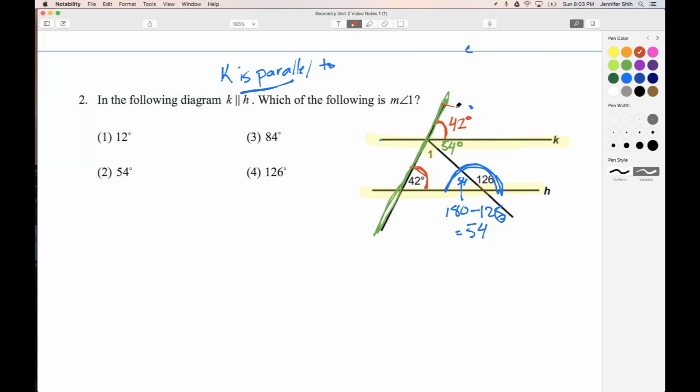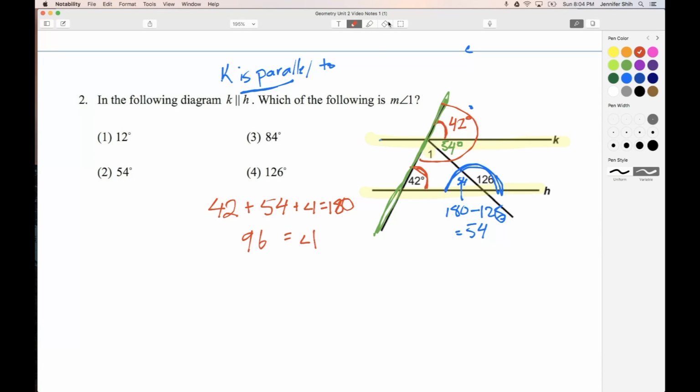So just like we have a triangle right here, and we can add up all three angles to 180 degrees, we also now have three angles plus angle 1 that add up to 180 degrees as well. So just like triangles add up to 180 degrees, this straight angle is the sum of all three of these angles. So if we add these all up, we have 42 plus 54, which is equal to 96.